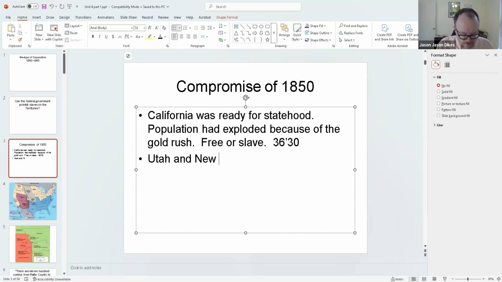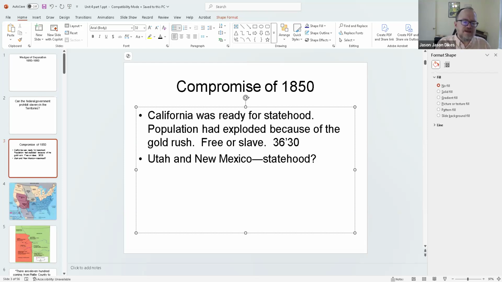Utah and New Mexico were also facing questions of statehood. Utah certainly had the numbers by this point. I guess New Mexico did, even though New Mexico won't become a state until 1912. I'm not sure why there's 62 more years, but there we go.